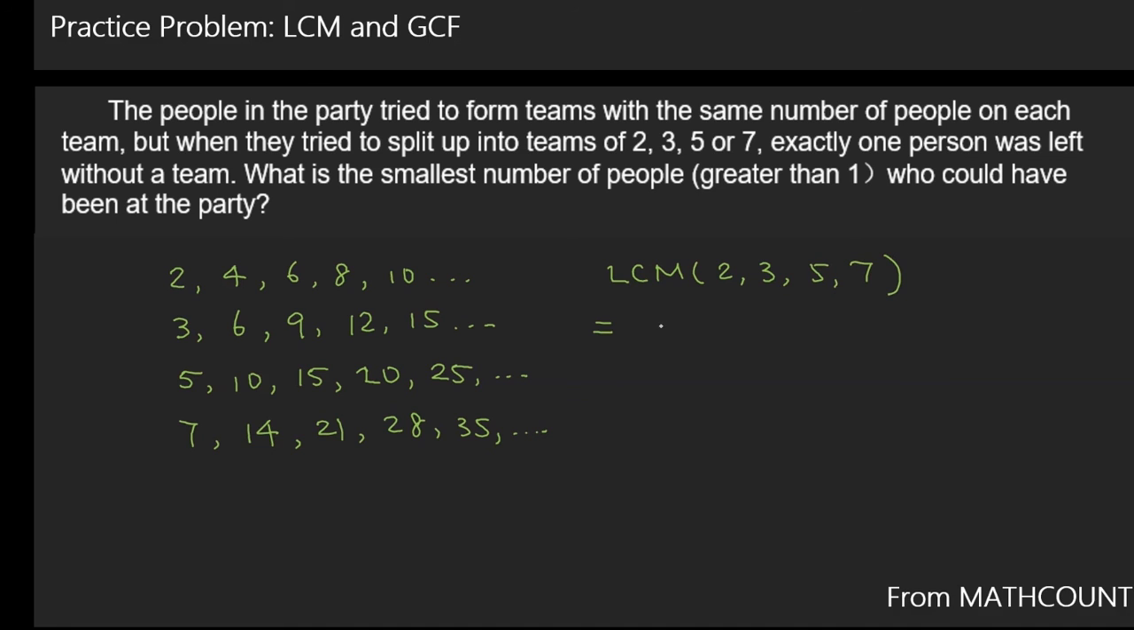So the LCM for them is simply 2 times 3 times 5 times 7. And that equals 2 times 5 is 10, 3 times 7 is 21, 21 times 10 is 210. So there are a total of 210 people inside the room. Now remember, there's one person that's still outside of the room. And if we bring him back into the room, it becomes 210 plus 1, which is a total of 211 people at the party. And because this number comes from the LCM, it is the smallest number of people that can be at the party.